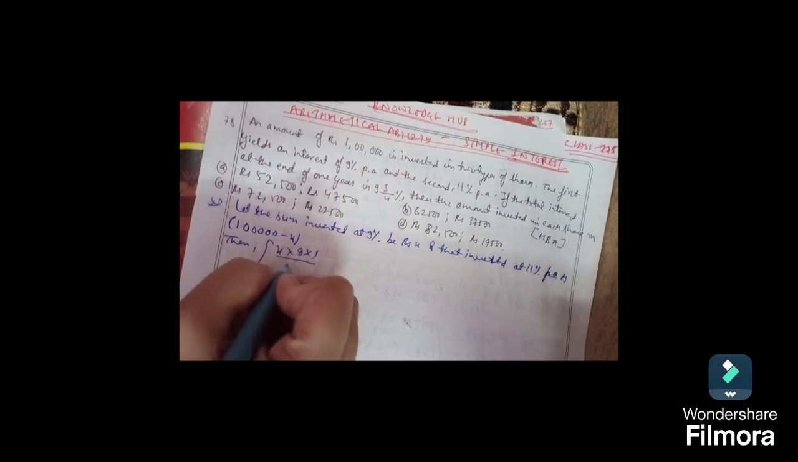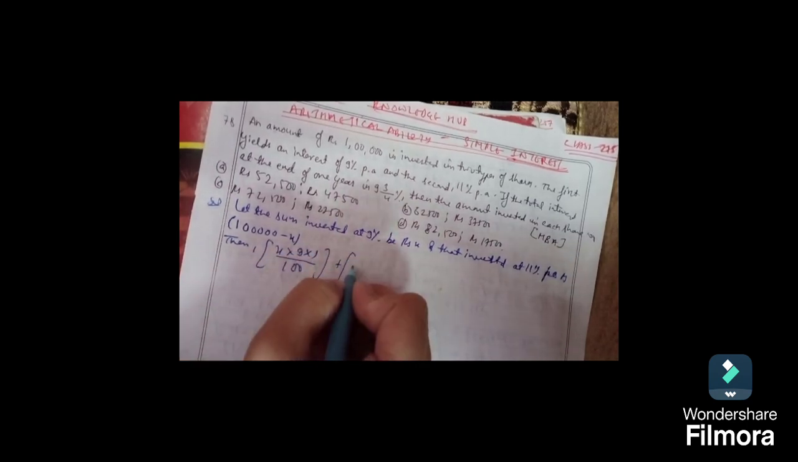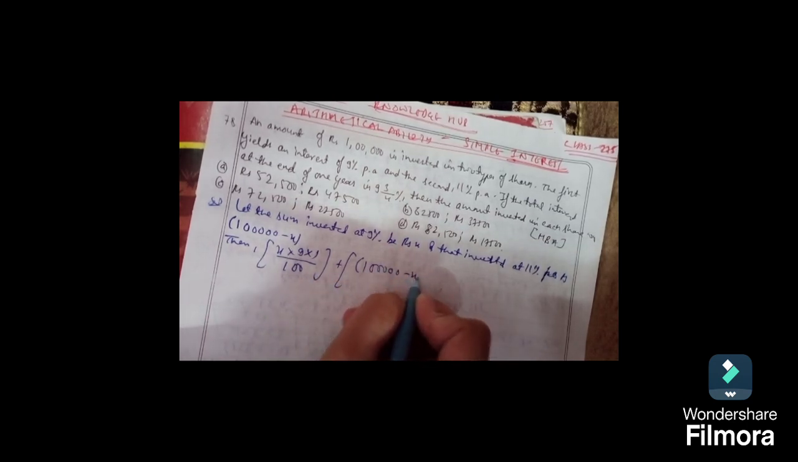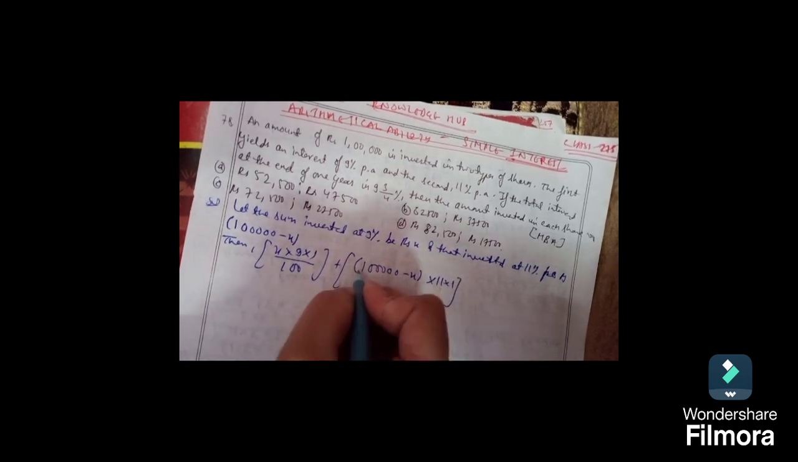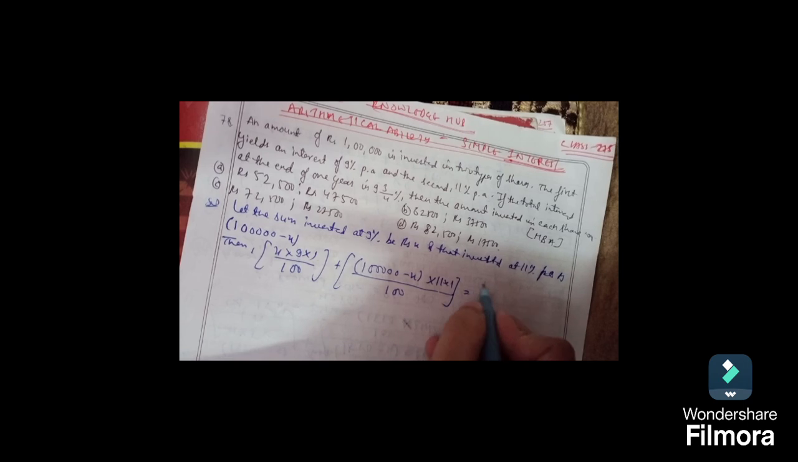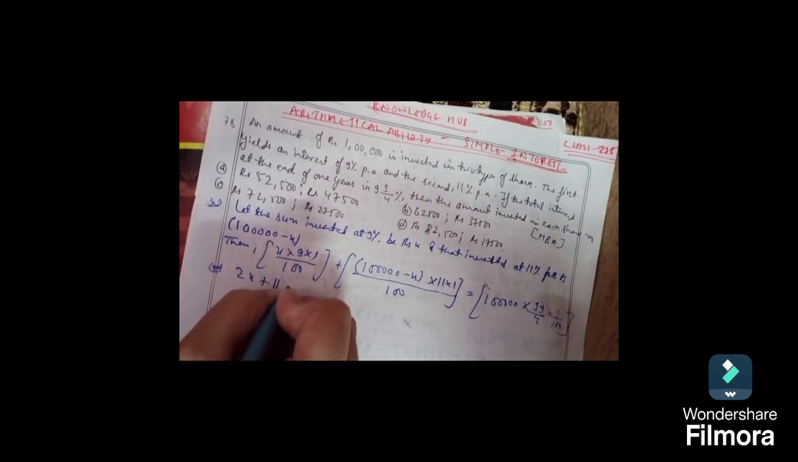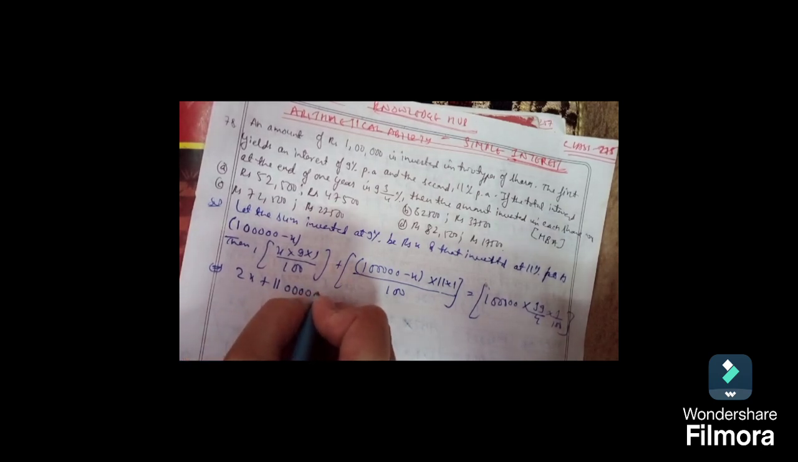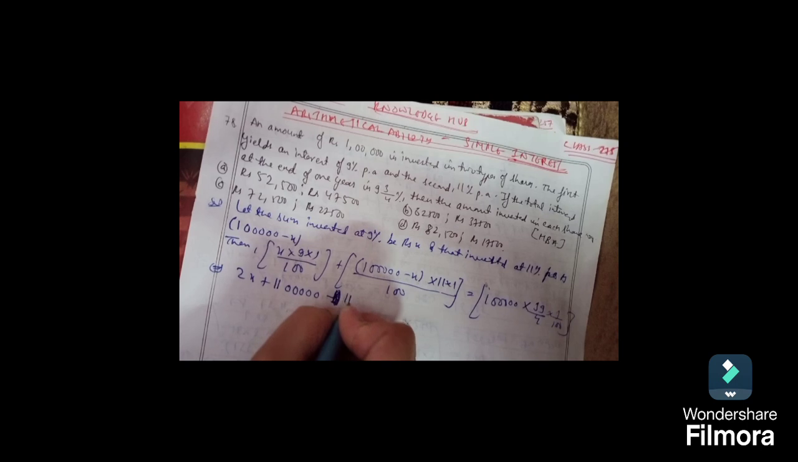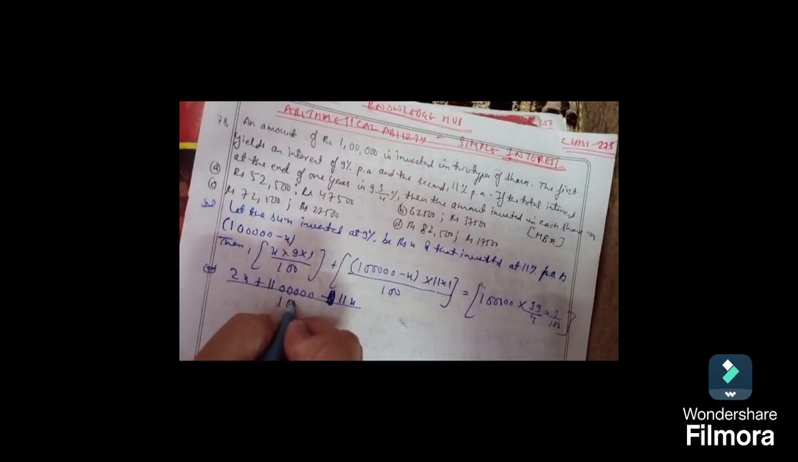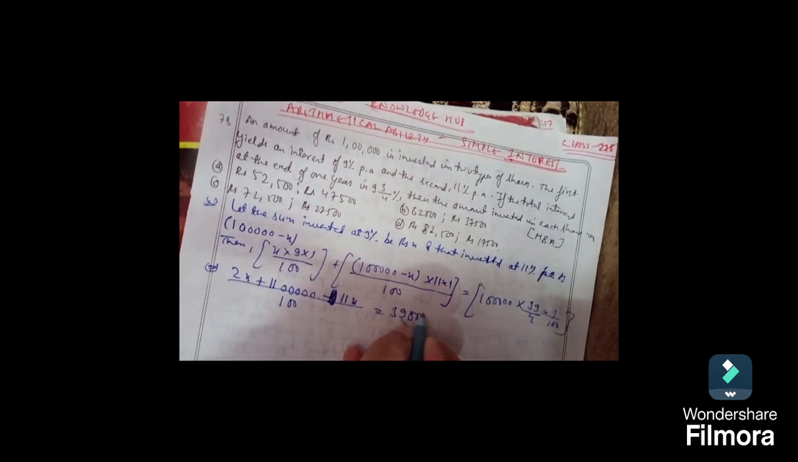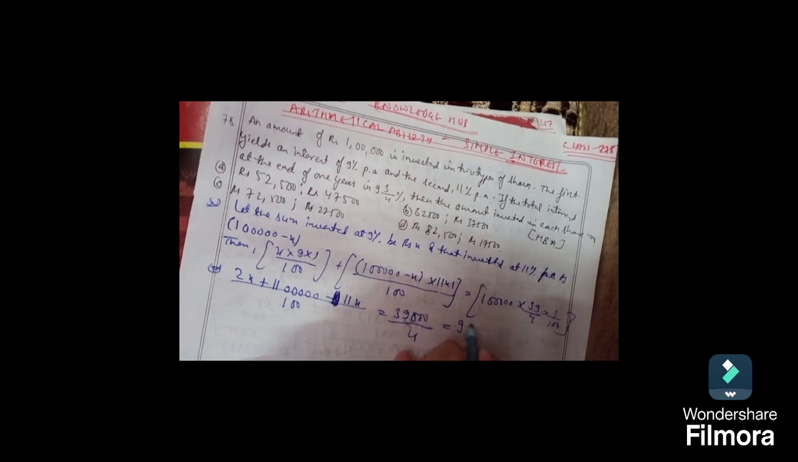x into 9 into 1 upon 100 plus (1 lakh minus x) into 11 into 1 upon 100 equals 39,000 upon 4, which is equal to 9,750.